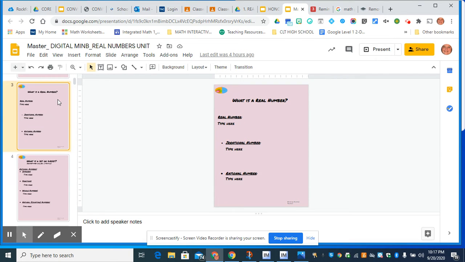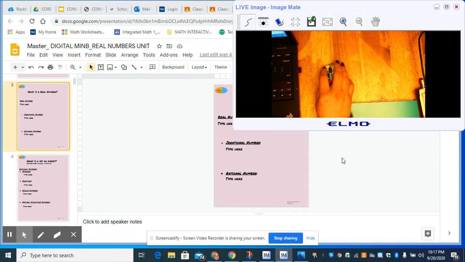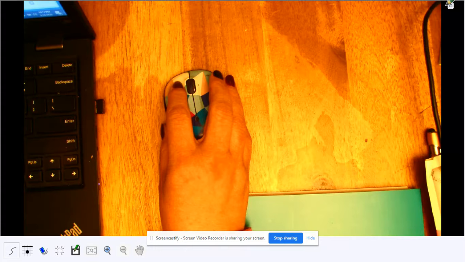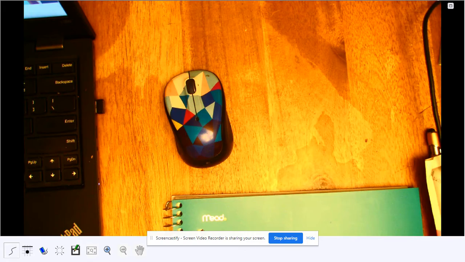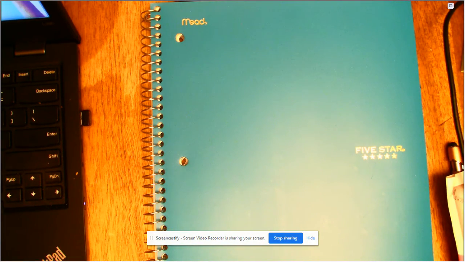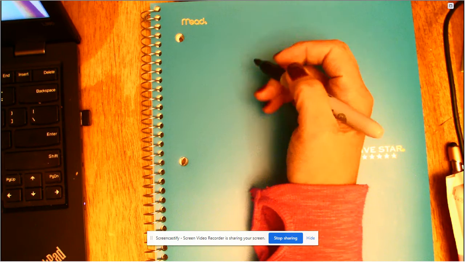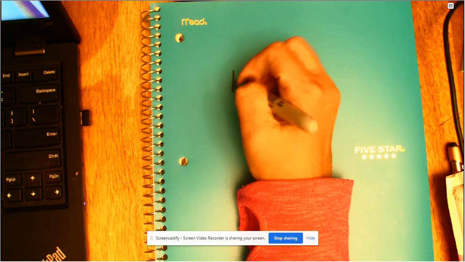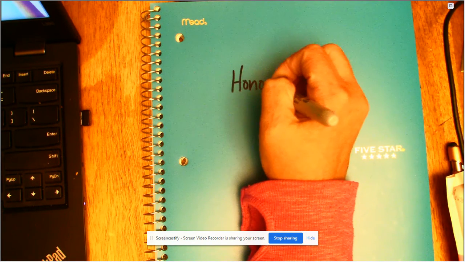Okay. So let's go ahead and get started into our notebook, and we're going to talk about how to set that up. So on your notebook, the first thing you're going to want to do is, of course, put your name on the cover and what it's for.